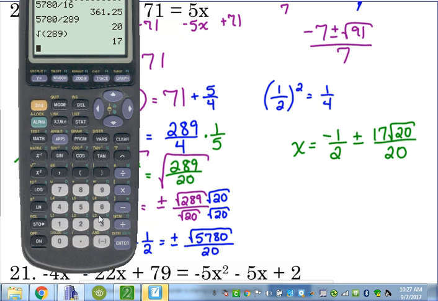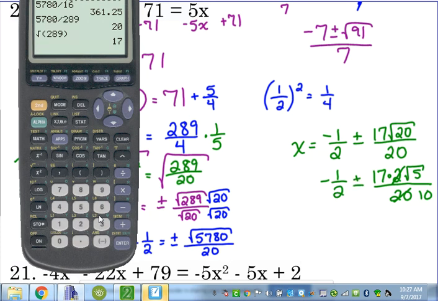Okay, now, I know that it reduces further because 20 is divisible by another perfect square. 20 is divisible by 4. So that's okay. So I'm just going to end up multiplying it by 2 because the square root of 4 is 2. And I can reduce the 2 over 20 to 10.